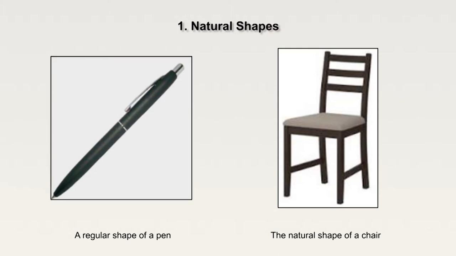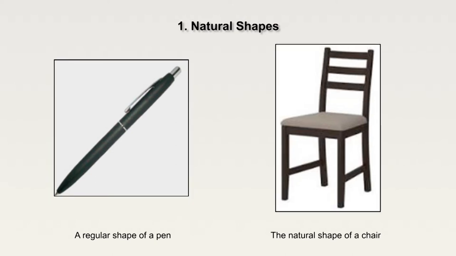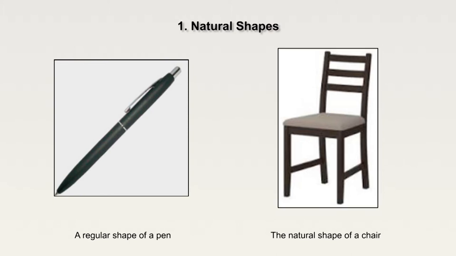This picture shows the regular or the natural shape of a pen. The picture on the right shows the natural shape or the basic shape of a chair. From this, we understand that a natural shape can also be called the basic or the default shape.